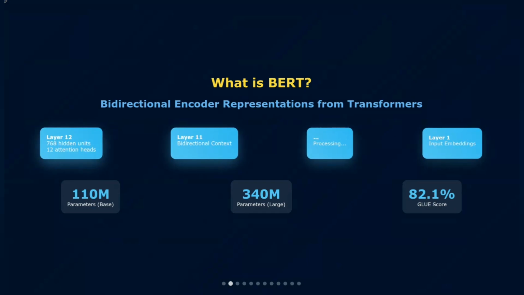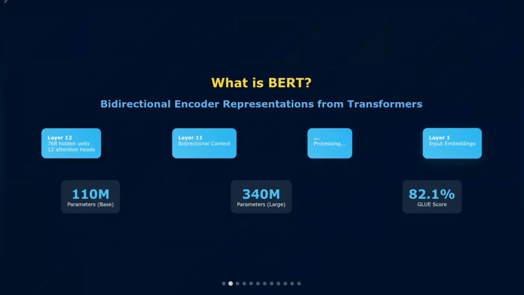Traditional language models like GPT-1 could only read text from left to right, like how we naturally read. But BERT introduced bidirectional context understanding. Imagine being able to understand a sentence by reading it forwards and backwards simultaneously. This bidirectional processing allows BERT to capture much richer contextual relationships.